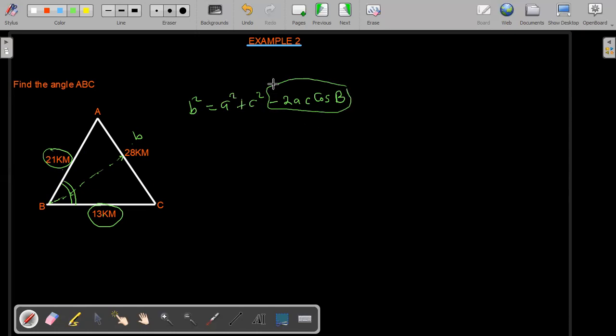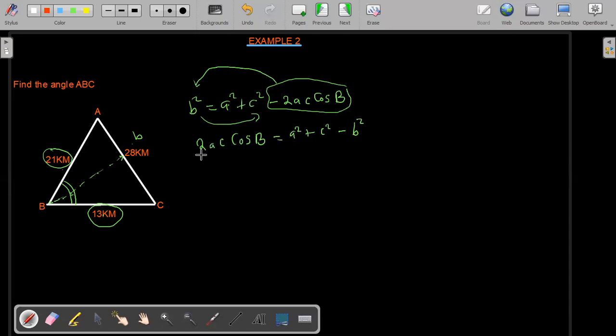So what do you do? You are going to take it here, and then this one should come this side. When you manipulate it like that, you are going to get 2ac, then cos B is equal to a squared plus c squared. Then if this b squared comes this side, it will be minus b squared. Are you able to see that?